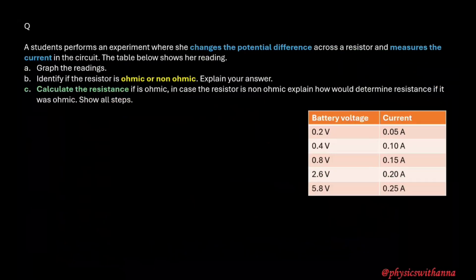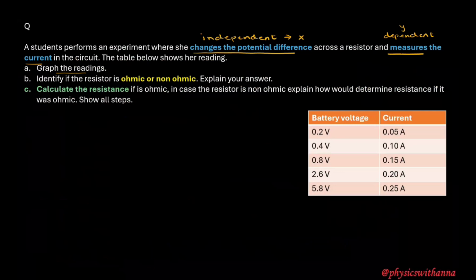Now let's discuss another similar question where a student performs an experiment where she can change the potential difference. Again, if she is changing the potential difference, that means this becomes the independent variable. And if it is independent variable, you have to plot this on the x-axis. She changes it across a resistor and measures the current. Whichever quantity you measure is dependent variable, and dependent variable always goes on the y-axis. The table below shows her reading. In the first part of the question, we have to graph the reading. So once you identify your independent and dependent variable, now we can plot them.